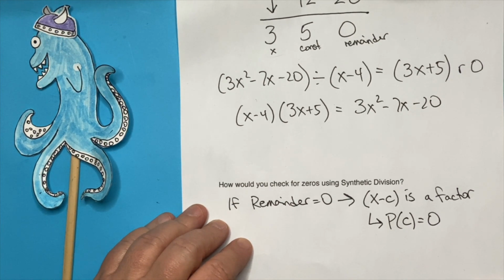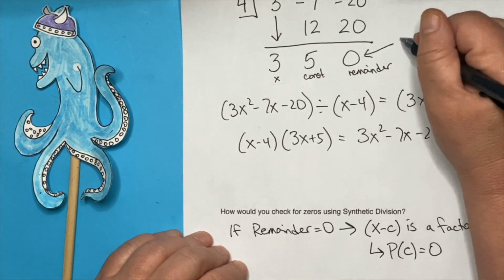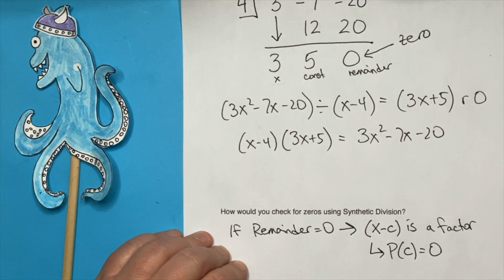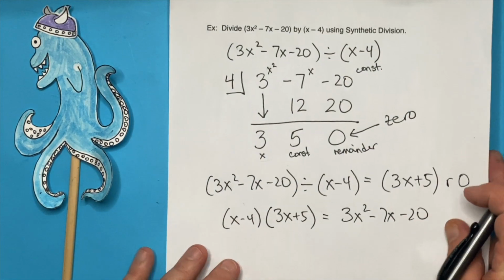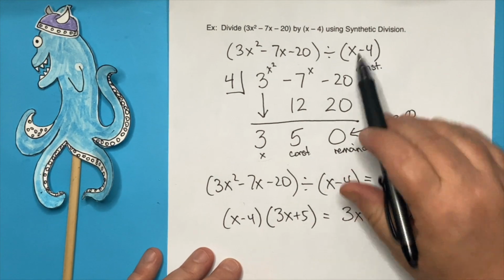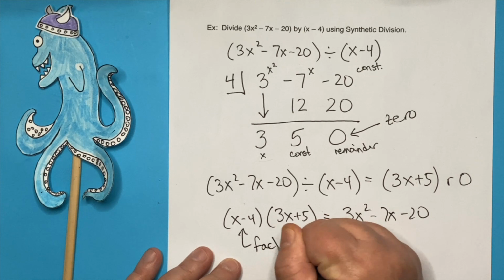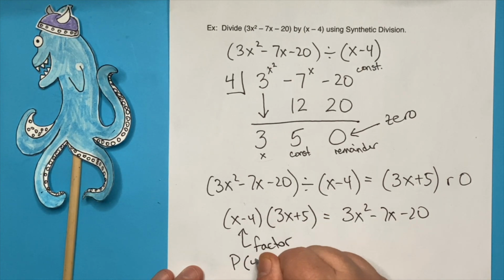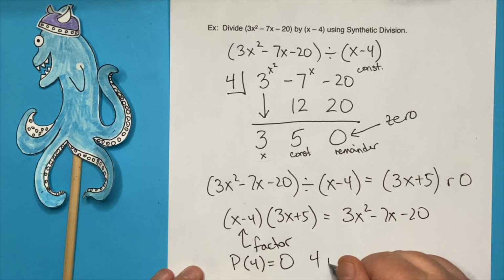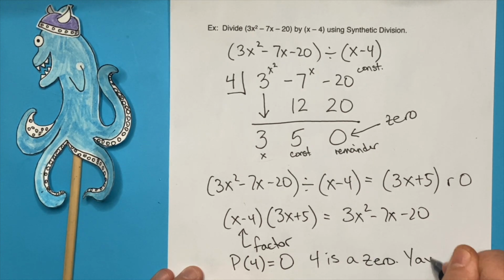So what are we going to look for? We're going to look for the magical 0. If the 0 shows up in the remainder, then, like in this previous problem, x minus 4 is a factor, and p of 4 equals 0. It's a 0. Woohoo!